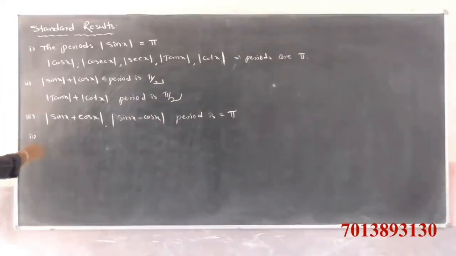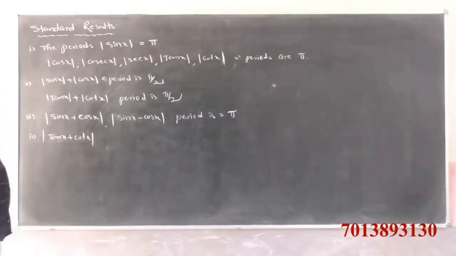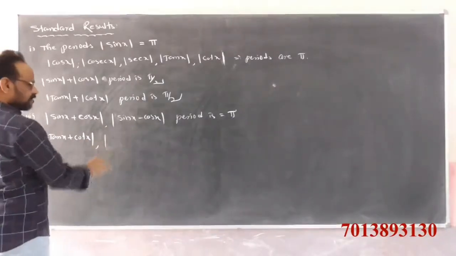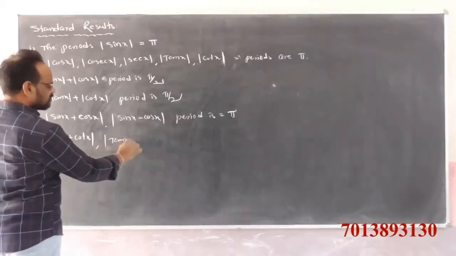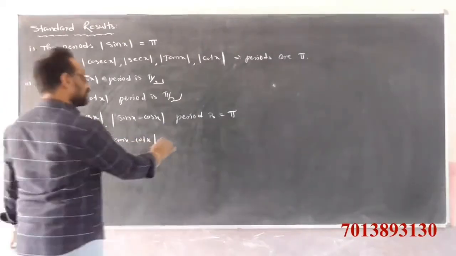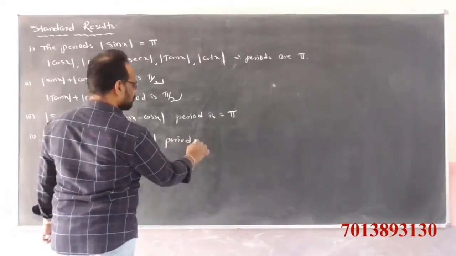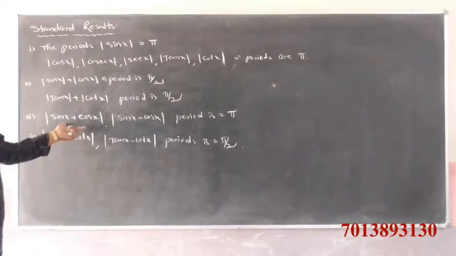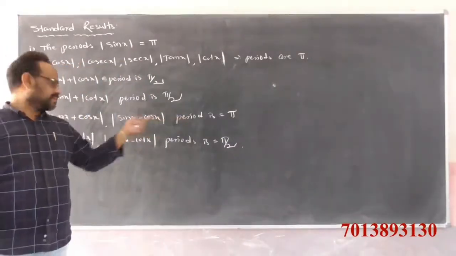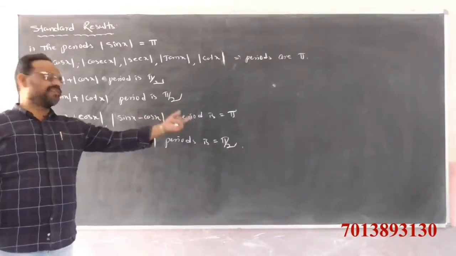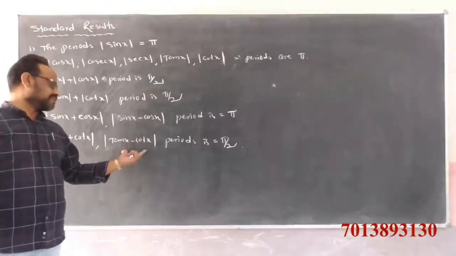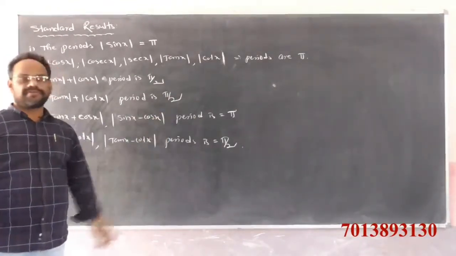Next, fourth point. Modulus of tan x plus cot x period is pi by 2. And modulus of tan x minus cot x period is also clearly pi by 2. So modulus of sin x plus cos x period is how much? Pi. Modulus of sin x minus cos x period also pi. So modulus of tan x plus cot x is pi by 2. Modulus of tan x minus cot x is also pi by 2.